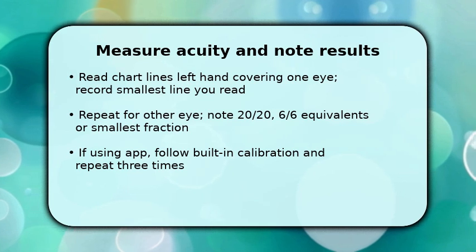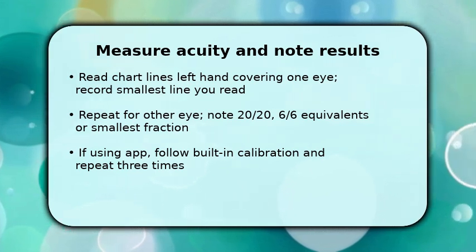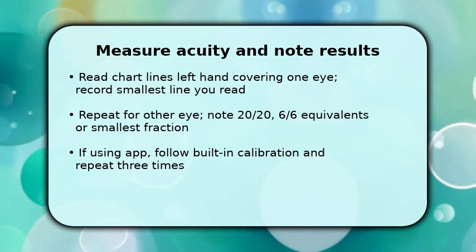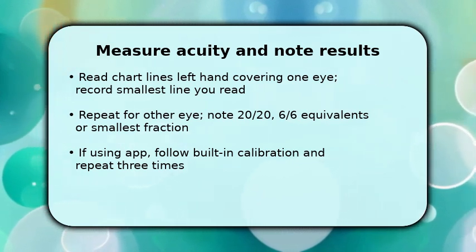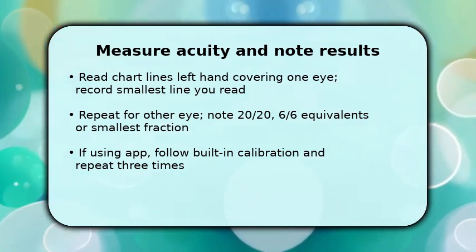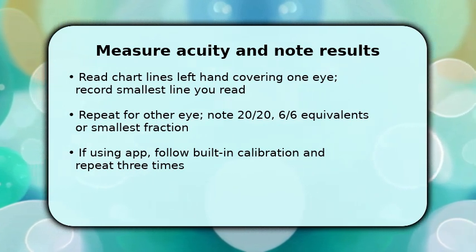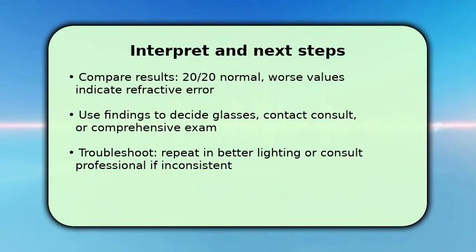And if you use an app, calibrate distance first and run the test 3 times to average out variability. Make sure to keep posture consistent between trials. You finish by interpreting what those fractions mean. 20/20 is normal. Larger denominators show reduced acuity, often due to refractive error.